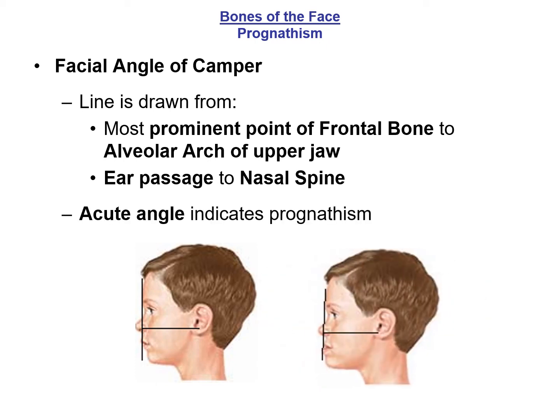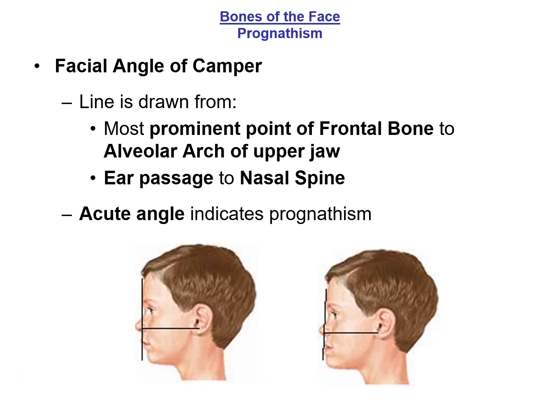If there is an acute angle, so some part of your lower face is pushing out, that makes an acute angle. Acute just means less than 90. It makes an acute angle in this area up here. And so that indicates prognathism.